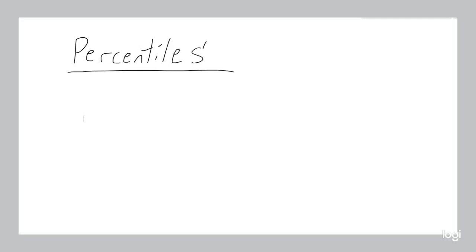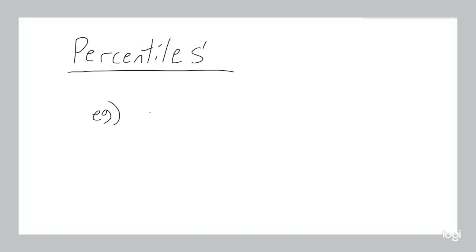For example, if your height is in the 90th percentile, that means 90% of the population is expected to be shorter than you, right? If your score is in the 60th percentile, it means 60% of the population is expected to have a lower score than you. It doesn't mean that your score is actually 60%. Okay, so let's have an example, right?